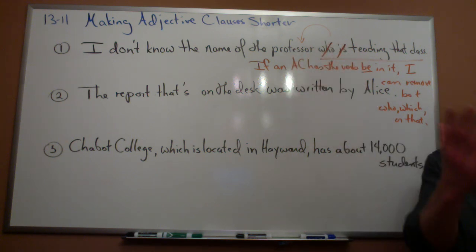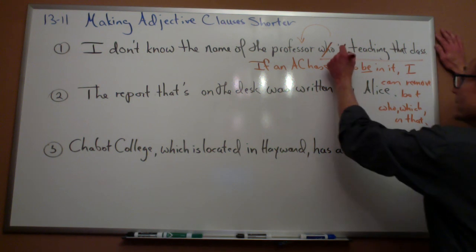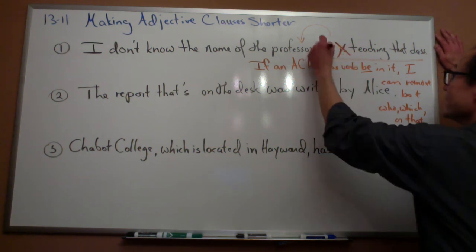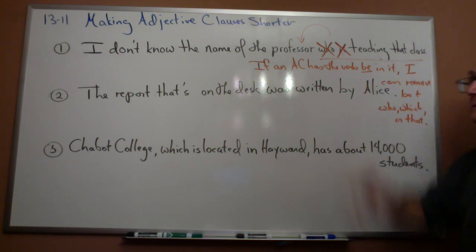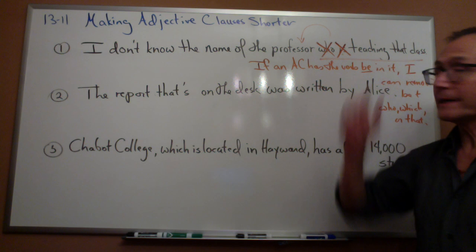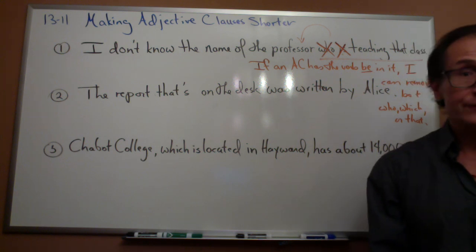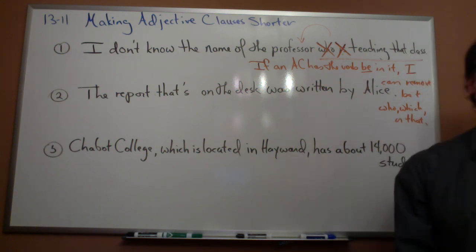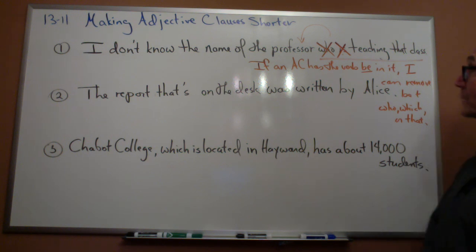So again, the rule is, if I have be, I can remove be, and I can remove who, which, or that. And then I get what's called an adjective phrase. It's like an adjective clause, but it's shorter. It doesn't have a verb or a subject.